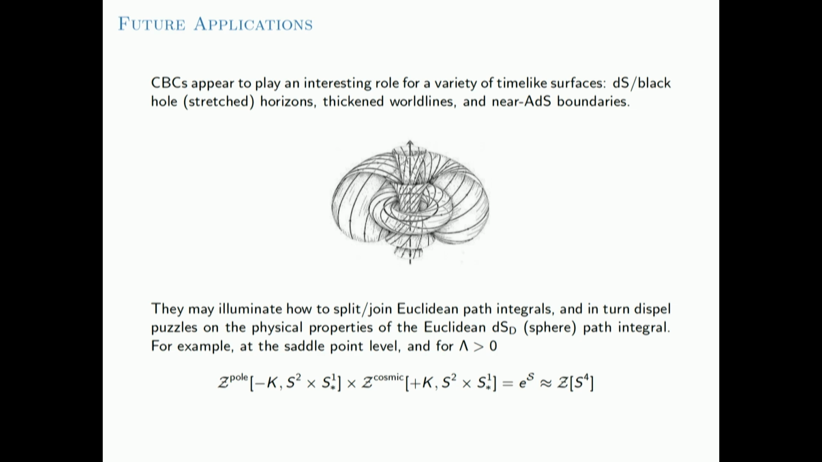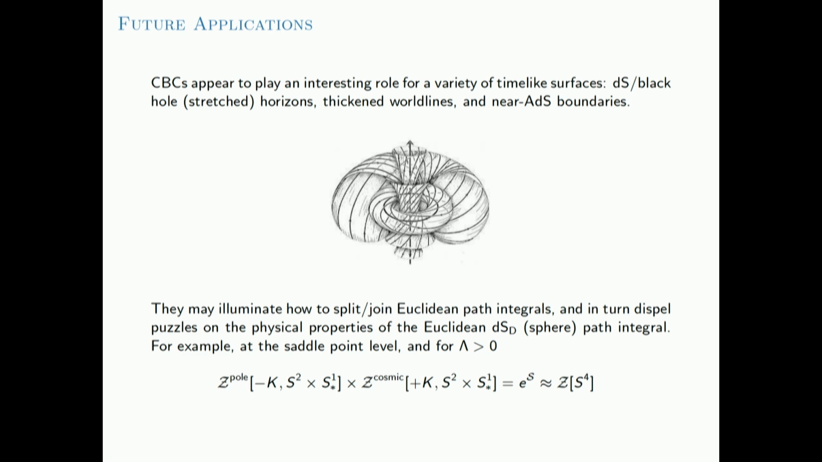As a future application, since I'm coming to the end of my talk, let me just say that these boundary conditions appear to yield interesting expressions for a variety of time-like surfaces, be it stretched horizons, worldlines, thickened worldlines, or near AdS boundaries. And what motivated a lot of this work, in fact, was coming from a different problem, which was trying to understand an object that appears naturally in quantum gravity for a positive cosmological constant, which is the partition function on a sphere. Because it's been argued by Gibbons and Hawking that that quantity calculates the de Sitter entropy.